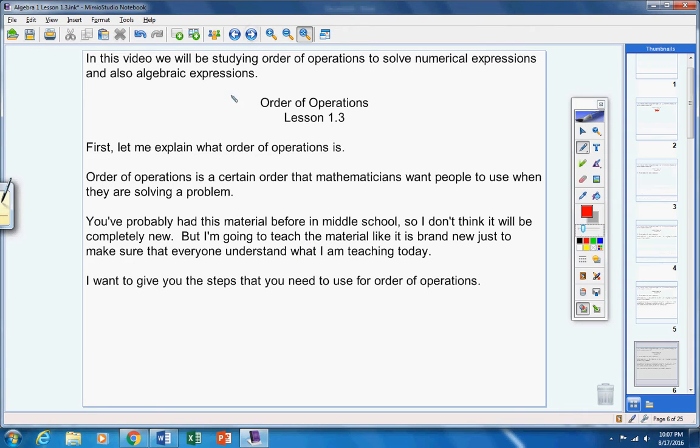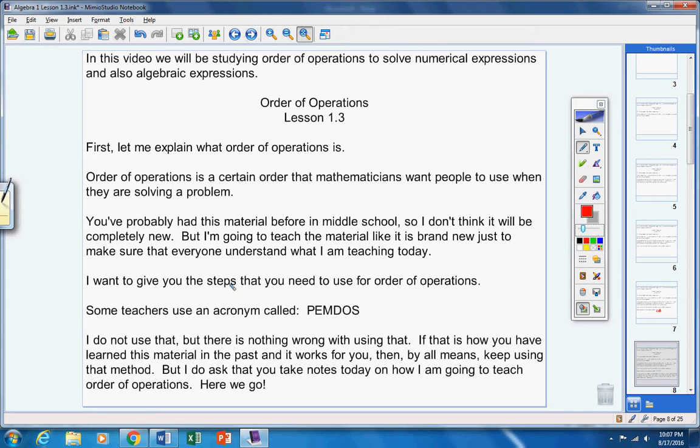I want to give you the steps that you need to use for order of operations, okay? Now, some teachers use the acronym called PEMDAS. It stands for parentheses, exponents, multiplication, division, addition and subtraction, okay? Parentheses, exponents, multiplication, division, addition, subtraction, and that is a great way to do that.